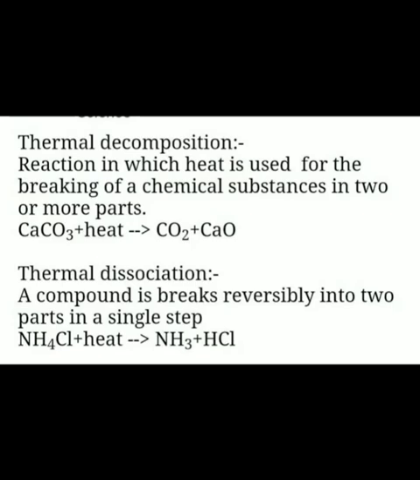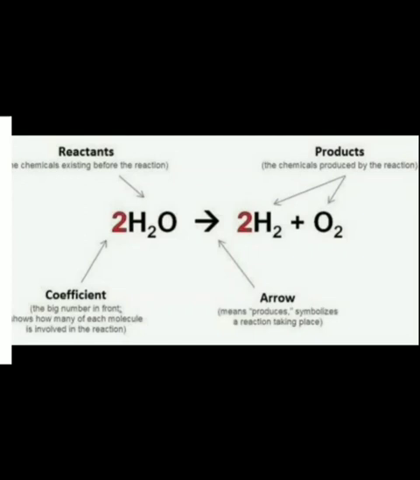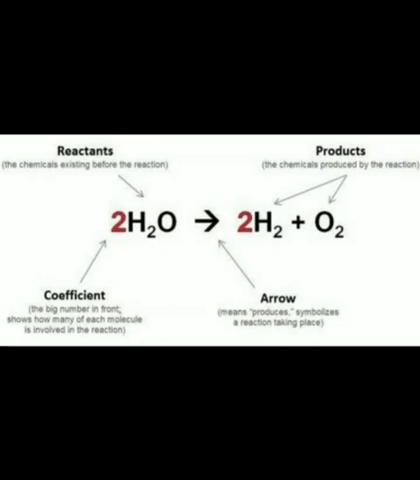For example, see here, ammonium chloride, formula NH4Cl. When heat is applied, it produces what? Ammonia plus hydrochloric acid. That means it breaks into two parts in a single step, ammonia plus hydrochloric acid. Understood now? The next one we discuss is electrolytic decomposition.